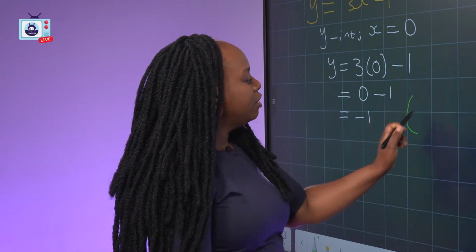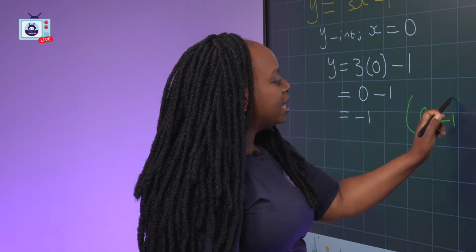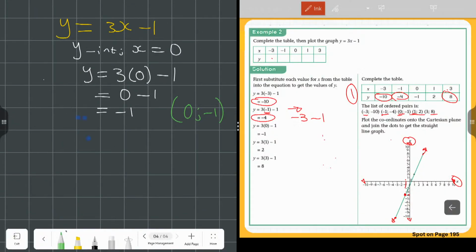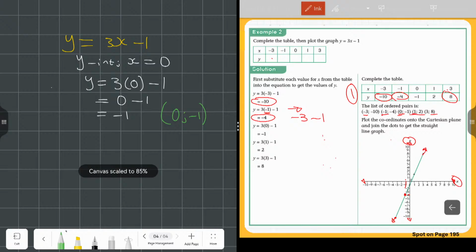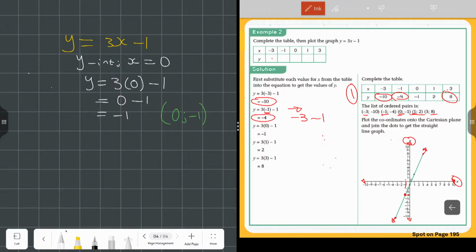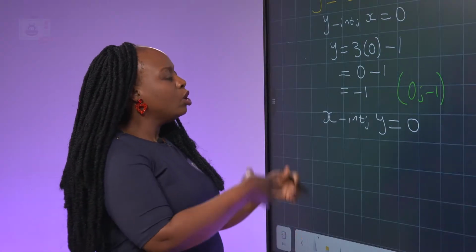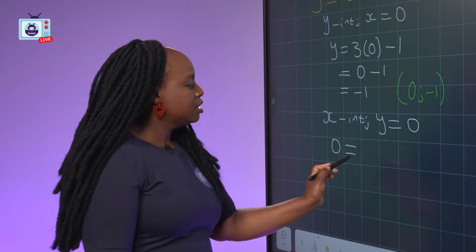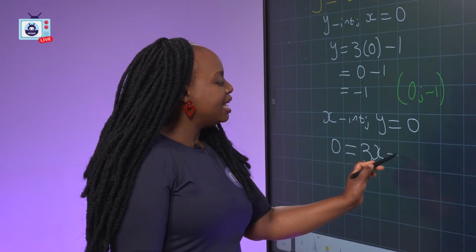If I write in the coordinate form, I have (0, -1). So that is my point. Then when we are looking for the second one, which is our x-intercept, I need to let y be 0. So for the x-intercept, y will be equal to 0, right? Which means that whenever I see y, I'm going to substitute it by 0. So I'm going to have 0 = 3x - 1.